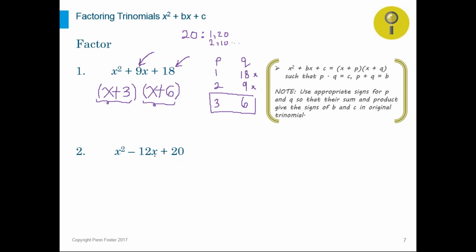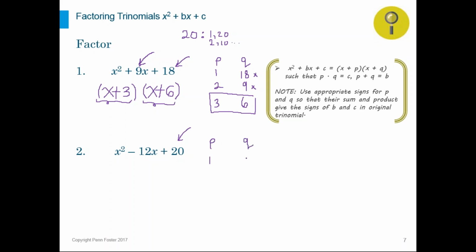Let's do another one. Now, I see the signs are different. I have a minus and a plus. So when you have a minus and plus, let's then list the factors and think about the signs. Okay, so I'm looking for factors of 20. When I add them, they should give us negative 12. So the first step I'm going to do is to list the factors of 20, the P's and Q's.